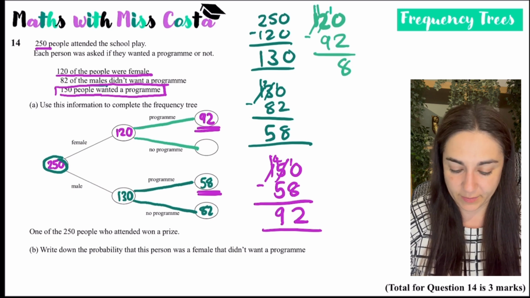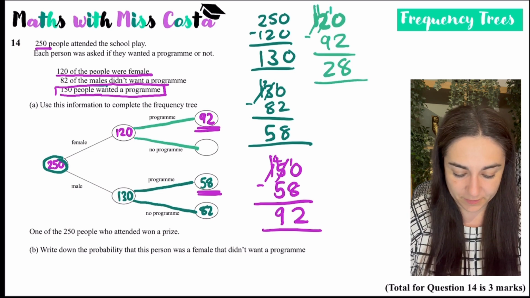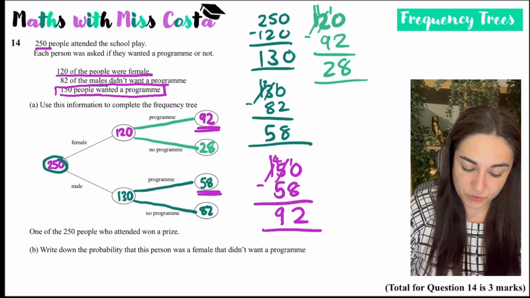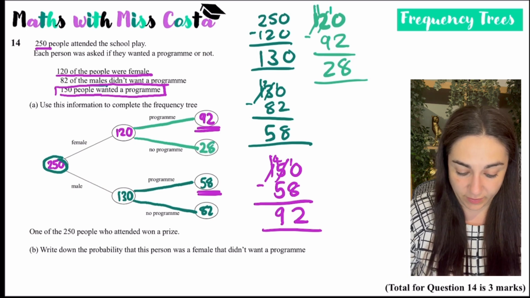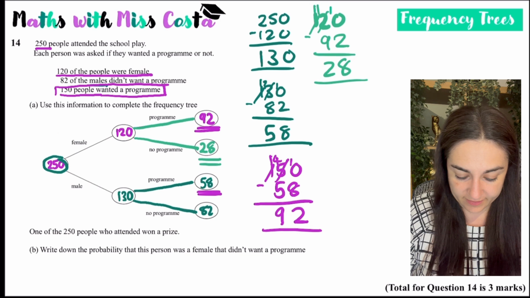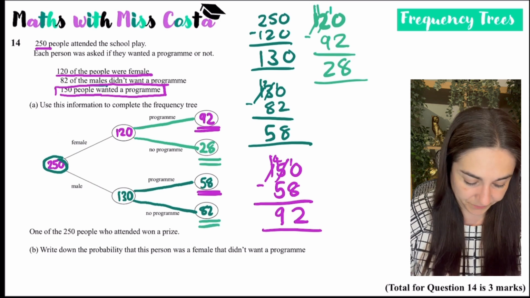Now I've forgotten 11 take away 9 is 2. So that would be 28. And to double check that they're all correct, everything in this column should add up to 250.